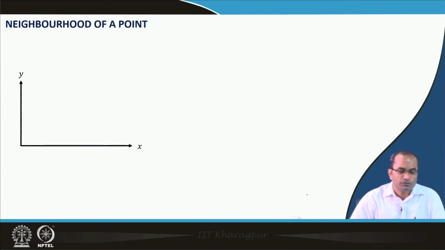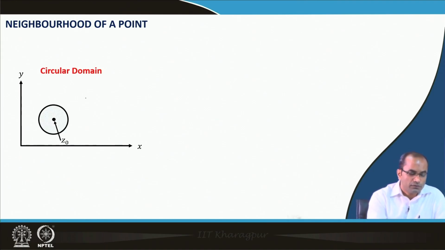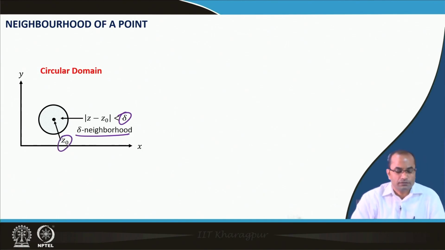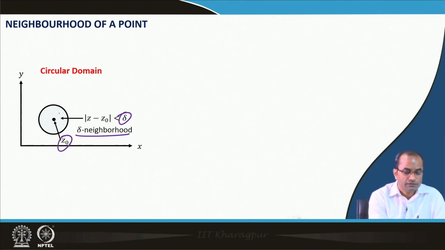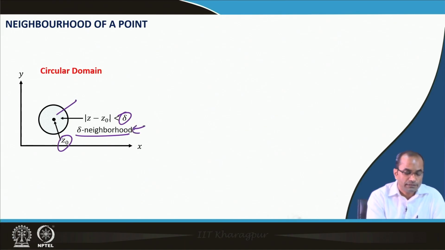So, we will directly now go to the complex function, and some of its properties will be discussed. Before that we have to talk about the neighborhood of a point. The neighborhood in the circular domain is a circular domain about this z0, whose radius we have taken as delta. So, this is called the delta neighborhood. It is a circular region around z0 with radius delta. It is a disk here, and this is what we call the delta neighborhood of a point. Delta is the radius.